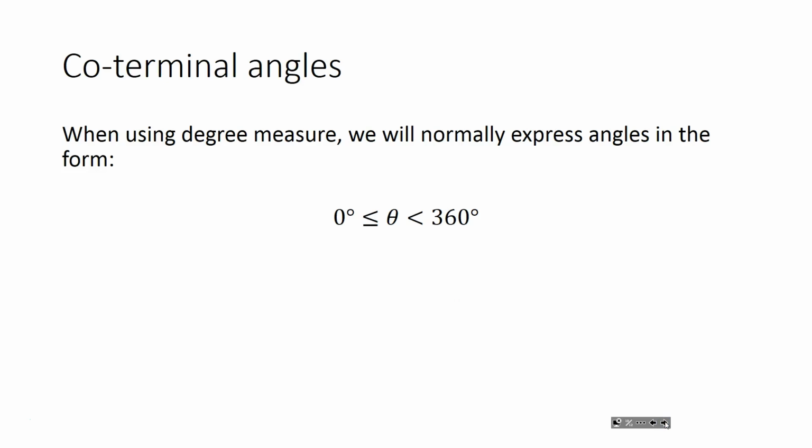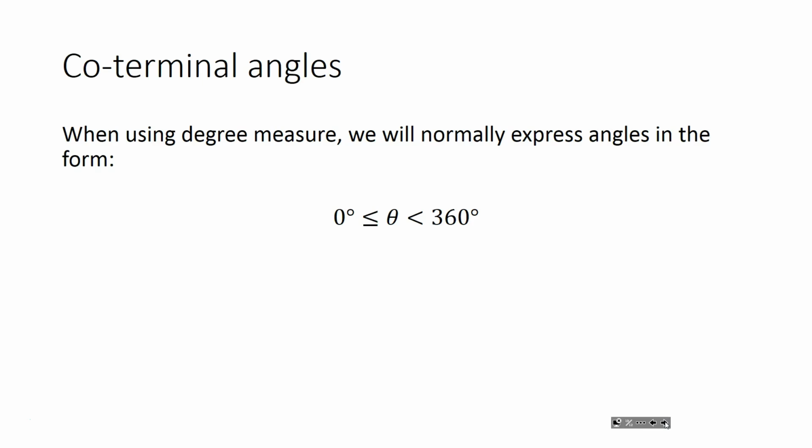Now, I was suggesting just a moment ago that since there are so many ways of writing an angle, we might want to write it in the simplest possible fashion. And generally, here's what we're going to do. When using degree measure, we'll normally express our angles in the form. Now, theta is just what I'm going to call the arbitrary angle. We'll let theta be in between 0 and 360 degrees.